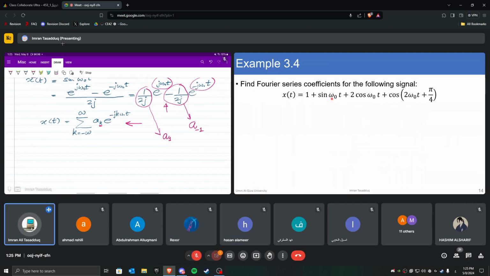Let me write here the formula so that you can use it. Sine theta is equal to e to the power j theta minus e to the power minus j theta divided by 2j. This is for sine, and this is for cosine: e to the power j theta plus e to the power minus j theta divided by 2. These are the two formulas that you have to use. So for this one, you will use the first formula. For this one, you will use the second formula. And for this one also, you will use the second formula. Remember, this whole thing is theta.